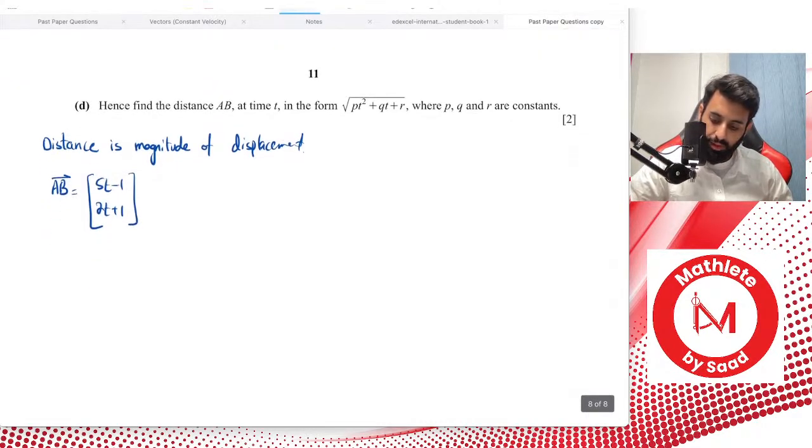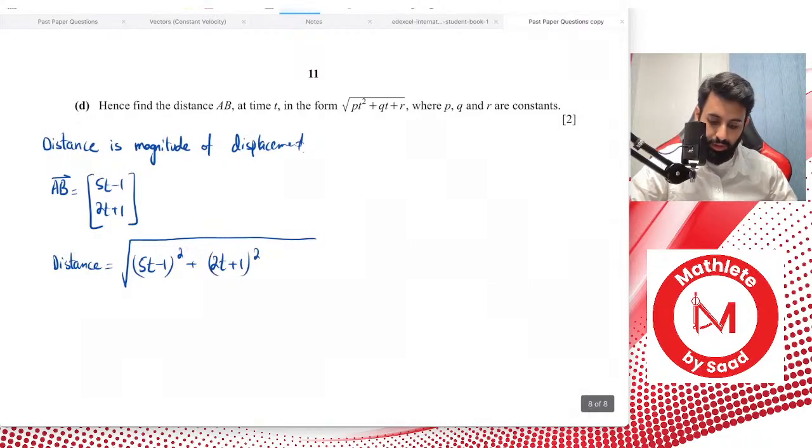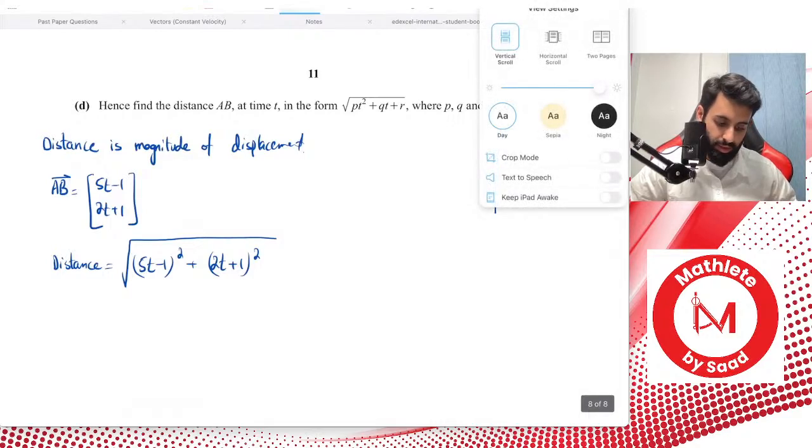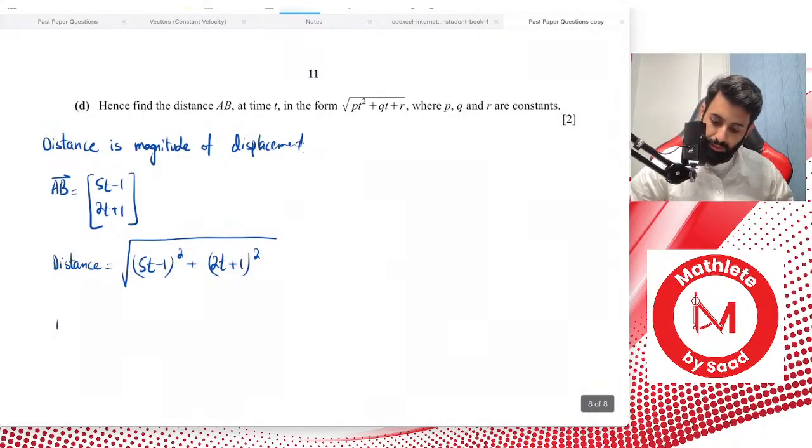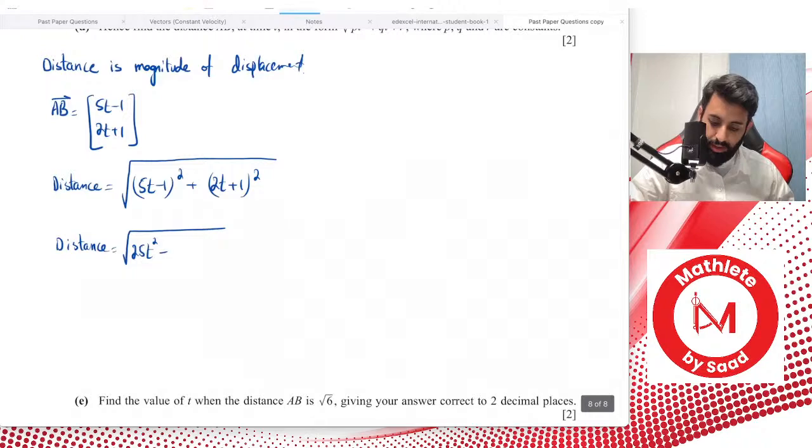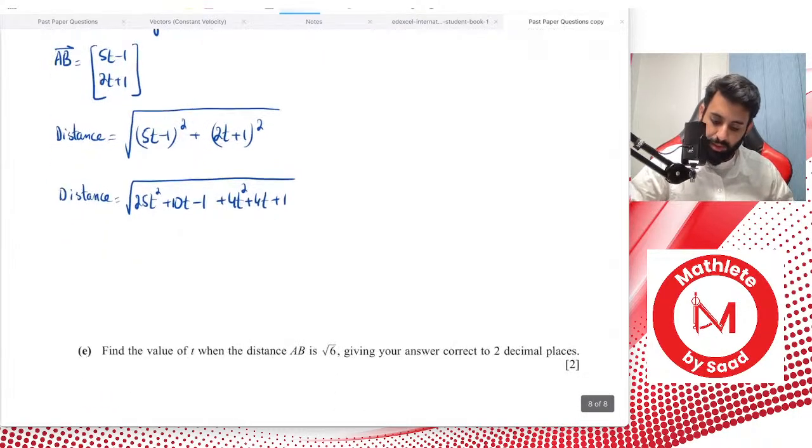Now if you want the distance from the point A to B, then what you'll have to do is find out the magnitude. That means 5t minus 1, the whole thing squared, plus 2t plus 1, the whole thing squared. Let's work this out step by step. So 5t minus 1, the whole thing squared. Let's see what that is equal to. Please don't forget to use the identity here. So that's going to be equal to 25t square plus 10t minus 1 plus 4t square plus 4t plus 1. There you go. Let's sum this up.